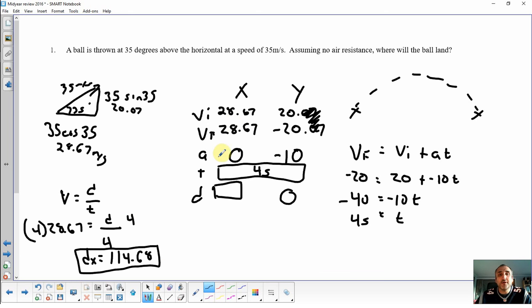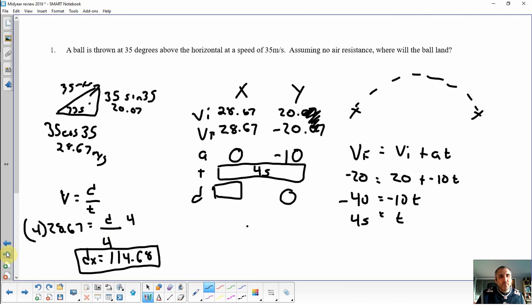Okay? So again, when you see a launch problem, and I think we actually wrote this down in the midterm, if it's a launch problem or a cliff problem, which we'll do next. But if it's a launch problem, first thing you want to do is figure out the x and y initial velocities, plug them into your chart, realize what the accelerations are, figure out your time, and then you can figure out your displacement.